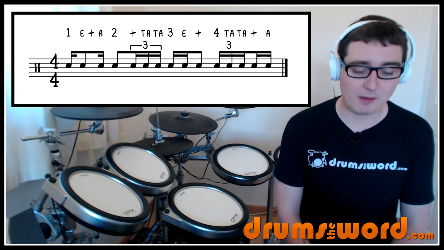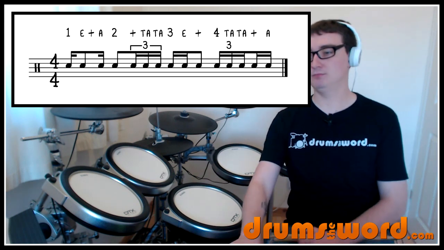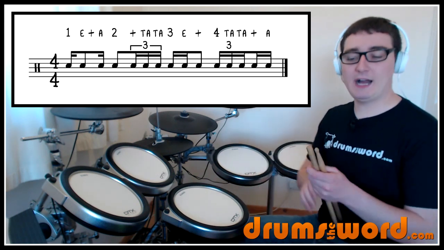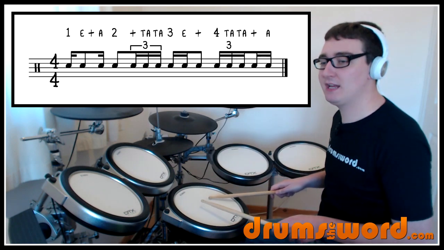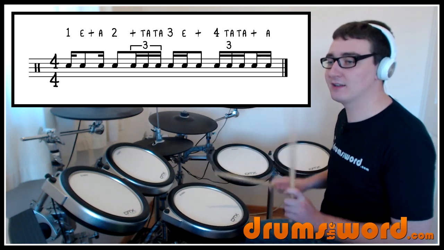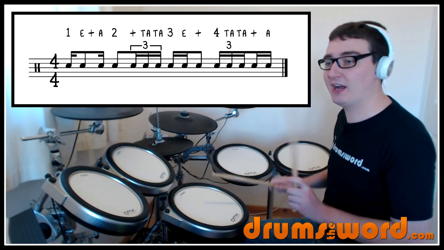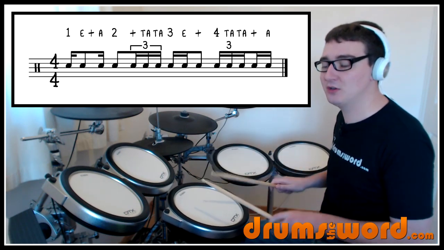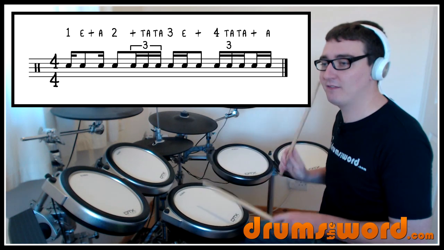So here's the whole bar played out loud then. Here we go. 1 and 2 and 3 and 4 and 1 E and a 2 and a 3 E and a 4 triplet and a 1 E and a 2 and a 3 E and a 4 triplet and a.